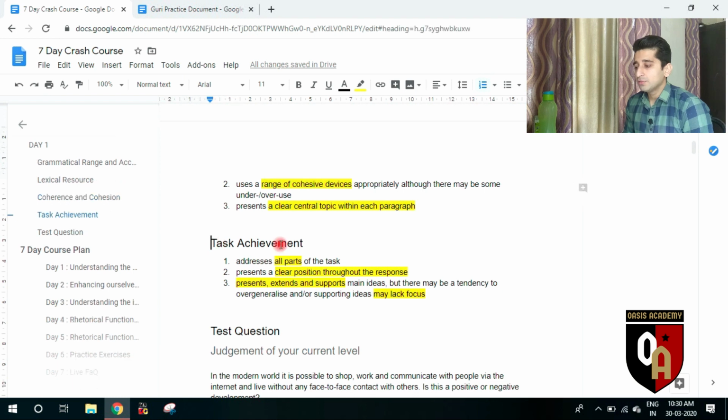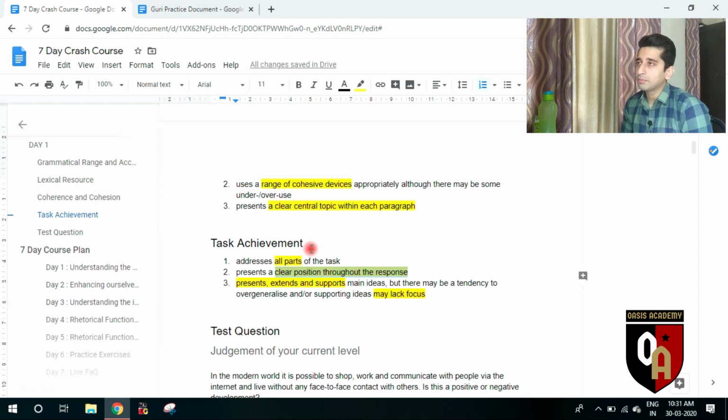Talking about task achievement, you need to address all the parts of the task, the questions which they mention. Also something to discuss, which we'll be discussing in the upcoming days. You need to present a clear position throughout the response. Now I can give you a little example of why students usually go wrong here. Most of the time when I read students' introductions, 80% of the introductions that I check do not have a clear position throughout their response.